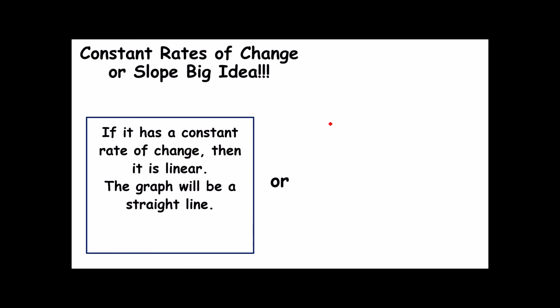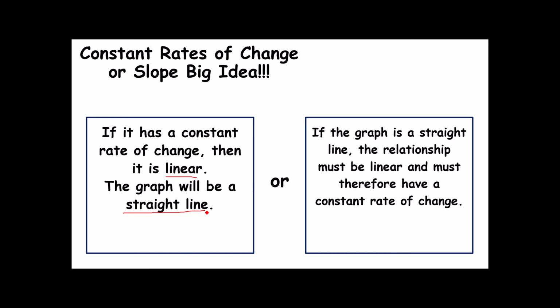Last thing, let me give you 2 big ideas, or the same big idea stated 2 different ways to help you tie it all together. If your rate has a constant rate of change, then it must be linear. It will be linear. It will give you a graph that's a straight line. Conversely, if the graph is a straight line, if you're looking at a graph and you can already see that it has a straight line, then you know for sure it must be linear and it must have a constant rate of change. Both of these things happen together.